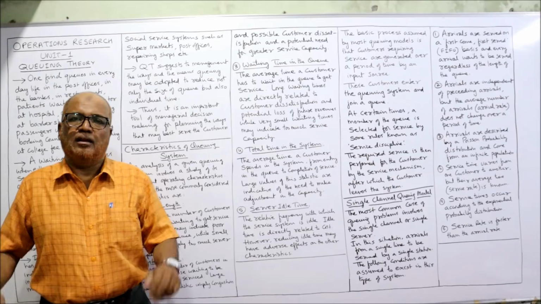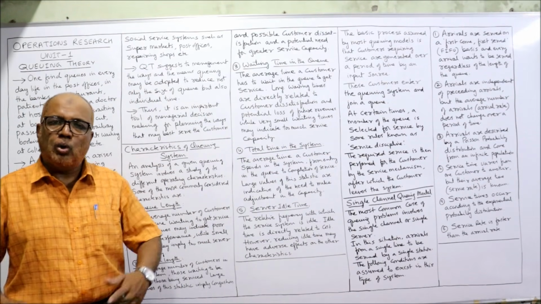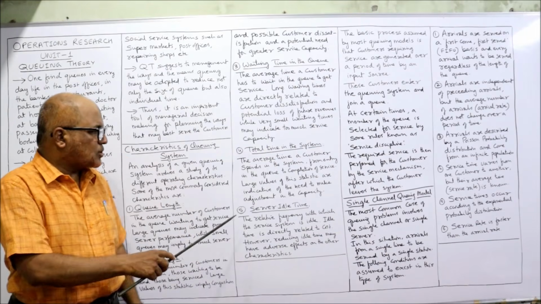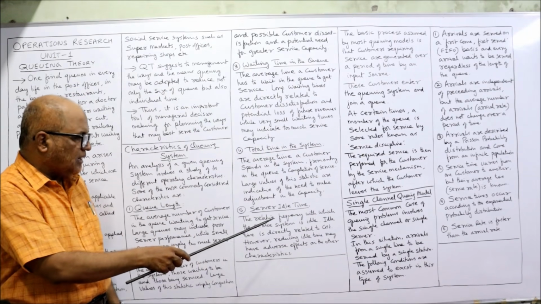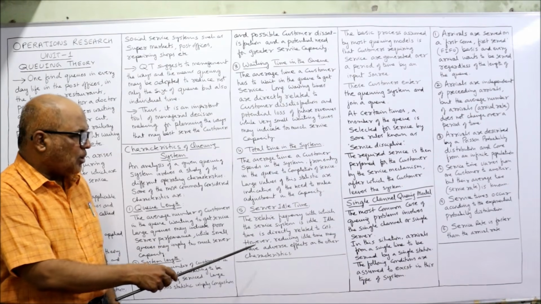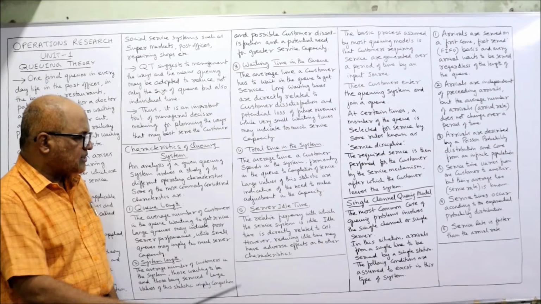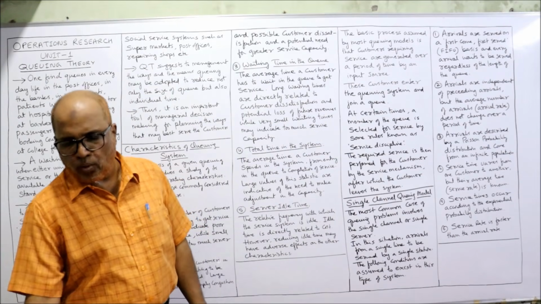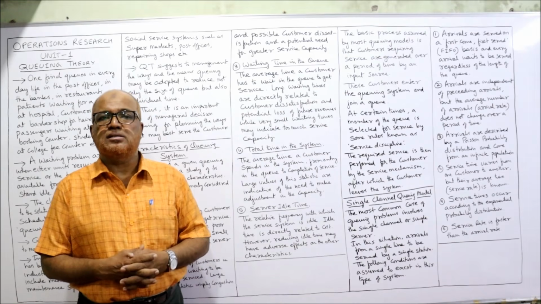Server is idle because there are no units in the whole system, no customers at all. That is called server idle time. The relative frequency with which the service system is idle. Idle time is directly related to cost. However, reducing idle time may have adverse effects on other characteristics. If you reduce the idle time, definitely other problems will also arise.